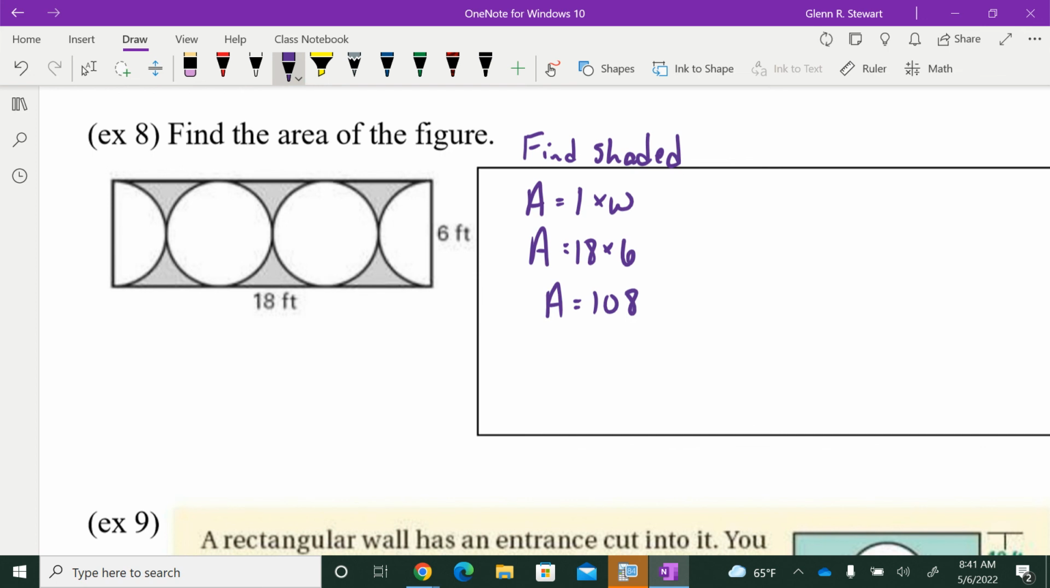And then you need the area of a circle. So pi r squared. Now take a look at this picture. What is r? 3. Good. Okay, if this is my diameter, then r would be 3. So 3 squared. So let's get that here. That's going to be, I actually didn't do those calculations.